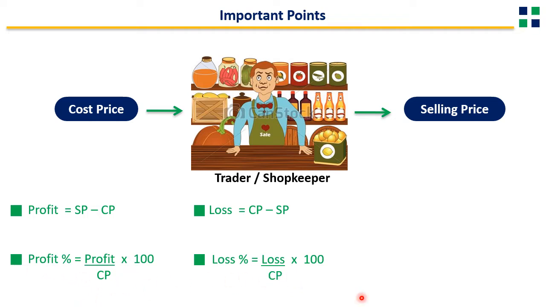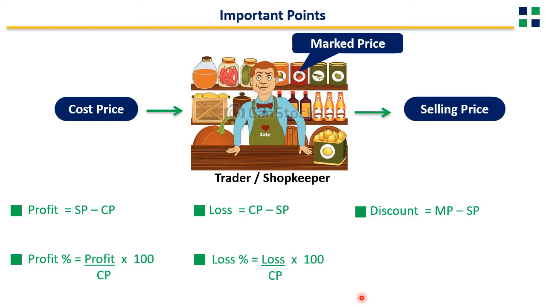Now, there is one more price that we come across, called mark price. Mark price is the labeled price of the article. Whenever a trader or a shopkeeper buys an article, he sticks a price sticker on it, the so-called mark price. Now mark price and selling price are almost the same if no discount is given. But if some discount is given, then the selling price is slightly less than the mark price. So discount is equal to mark price minus selling price. How to calculate percentage of discount? Percentage of discount is equal to mark price minus selling price, that is discount, divided by mark price multiplied by 100.